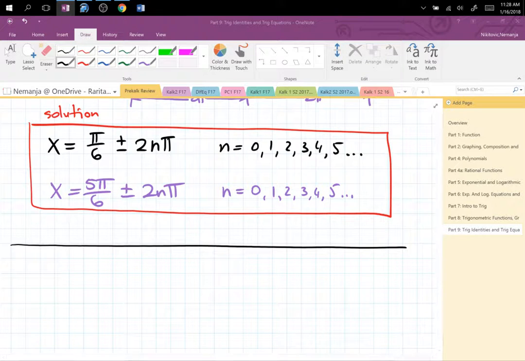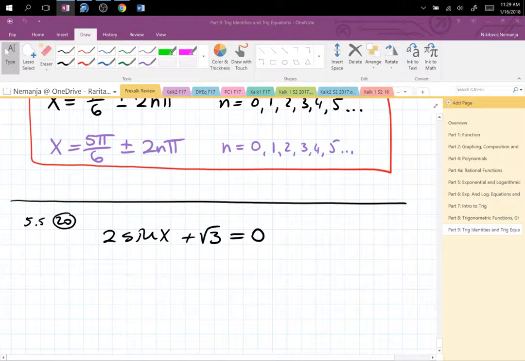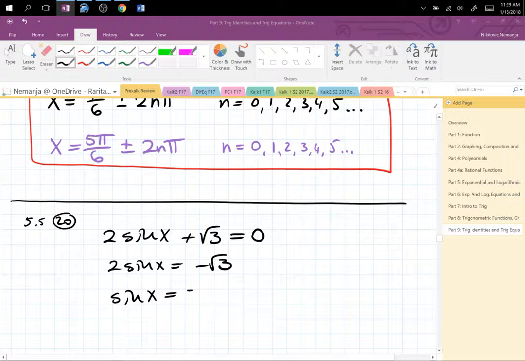Problem 20, this is 5.5, problem 20. It says 2 sine x plus root 3 equals 0. All right. Move root 3 to the other side, so that's a negative root 3. Divide both sides by 2. And we have something to work with.